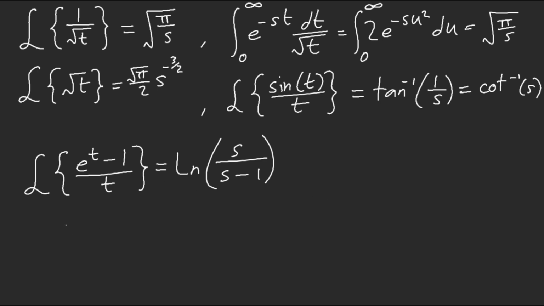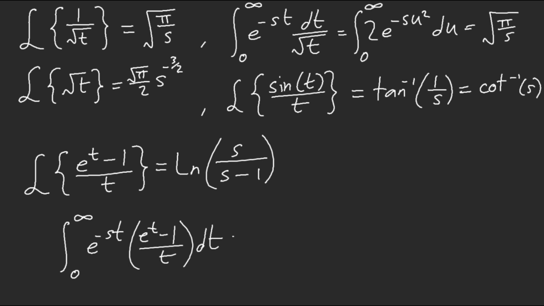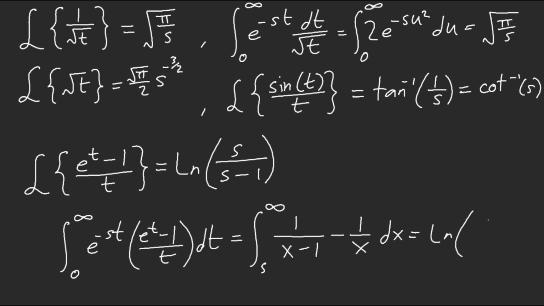And to help you memorize, it is just like the integration property, right? From 0, we have e to the negative st, and we have e to the t minus 1 over t dt, right? Using the Laplace integration identity, this is simply the integral from s to infinity, and then the Laplace of e to the t minus 1 is pretty much 1 over x minus 1 minus 1 over x. I think I did that correctly. And so now this is simply ln of s over s minus 1, because the infinity goes first and then s. So yeah, this seems to be right.